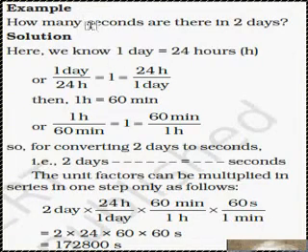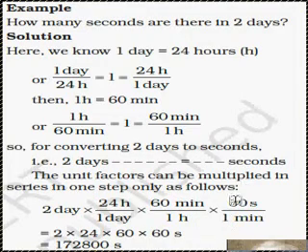Example 3. How many seconds are there in 2 days? Now we know 1 day is equal to 24 hours. 1 hour is equal to 60 minutes and 1 minute is equal to 60 seconds. Now you can write down the unit factors. Now we have to convert 2 days into seconds.